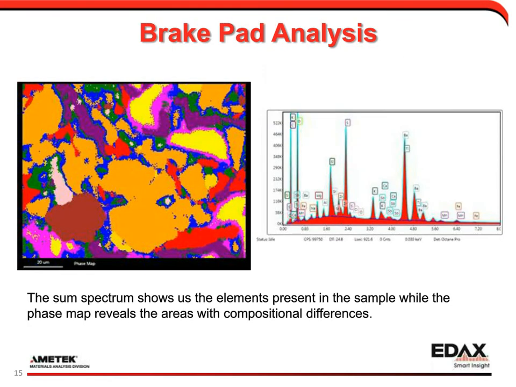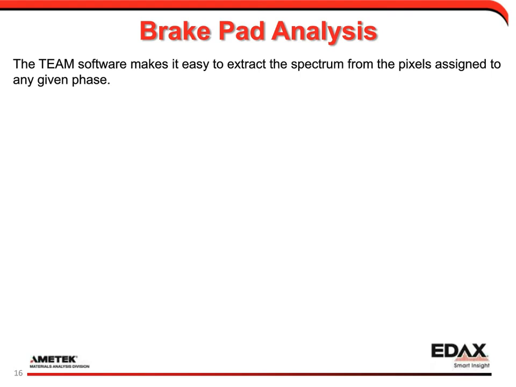Now that we have the phase map and the sum spectrum, that's what you'll see once the acquisition is done in the TEAM interface. You have an idea of what elements you have in the sample based on the sum spectrum, and you have an idea of the distribution of areas with compositional differences by looking at the phase map. But to apply our spectrum matching to this, we need to know the spectrum of each phase. And that's quite easy to do in the TEAM software, to extract the spectrum from all the pixels that are in any one given phase.